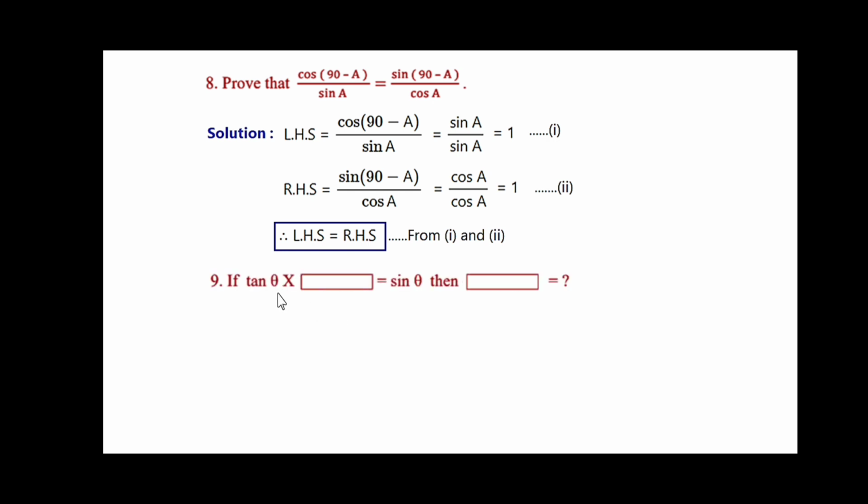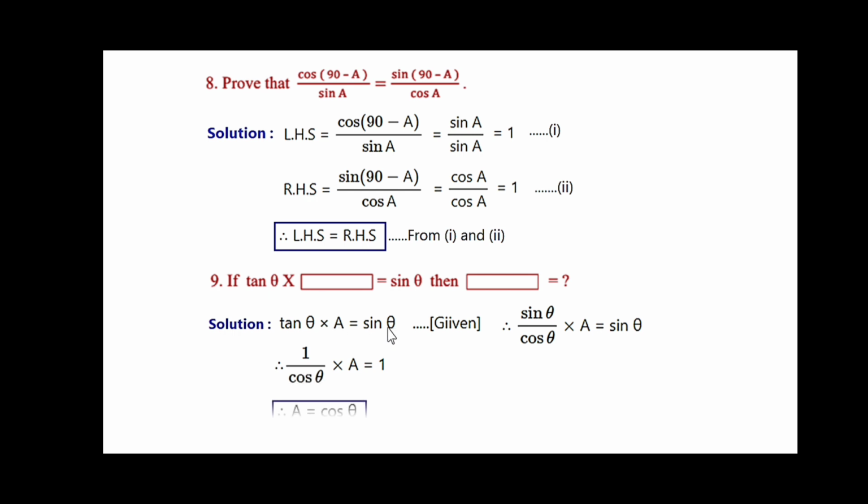Number 9. If tan theta into this box, means we will consider here x, a, b, c, any variable. Tan theta into that variable is equal to sin theta. Then what is the variable value? They ask. Friends, in the box we will consider as a. Tan theta into a is equal to sin theta. It is given. But we know what is the value of tan theta? That is sin theta upon cos theta. Into a is equal to sin theta.